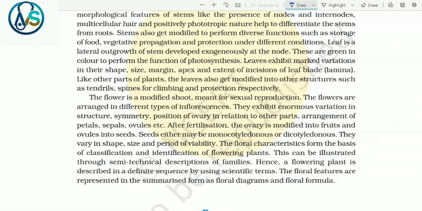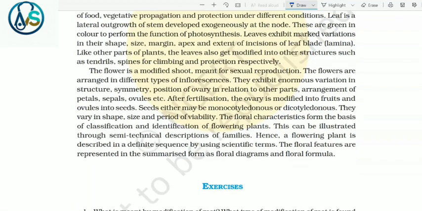Leaves exhibit marked variation in their shape, size, margin, apex and extent of incisions of leaf blade, that is lamina. Like other parts of plants, the leaves also get modified into other structures such as tendrils and spines for climbing and protection respectively. The flower is a modified shoot meant for sexual reproduction. The flowers are arranged in different types of inflorescences. They exhibit enormous variation in structure, symmetry, position of ovary relative to the other parts, arrangement of petals, sepals, ovules, etc. After fertilization, the ovary is modified into fruits and ovules into seeds.